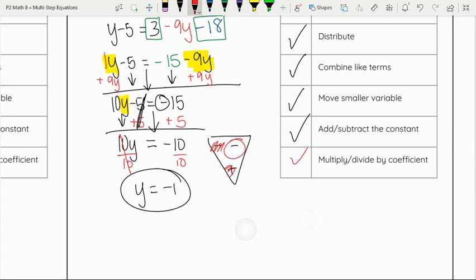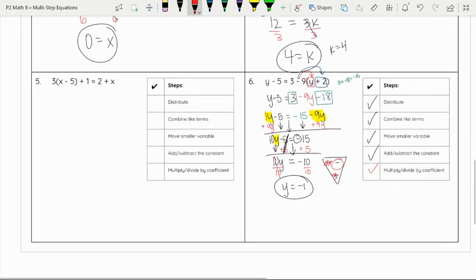And that's it. So make sure you complete question 5 on your own. I will check to see if you did that on Monday.